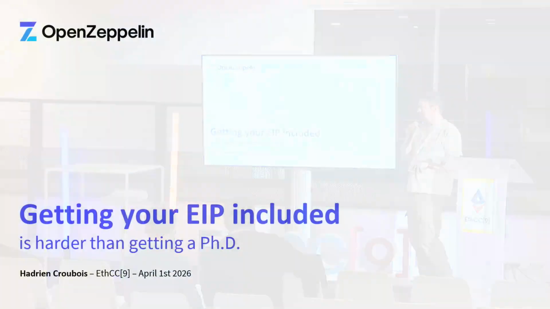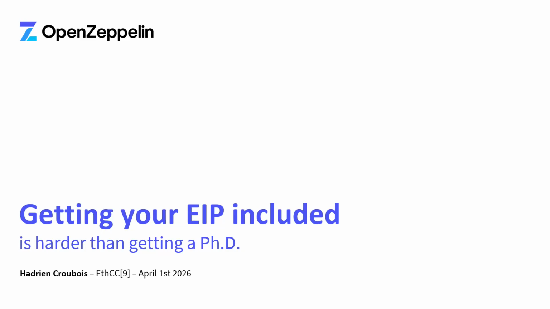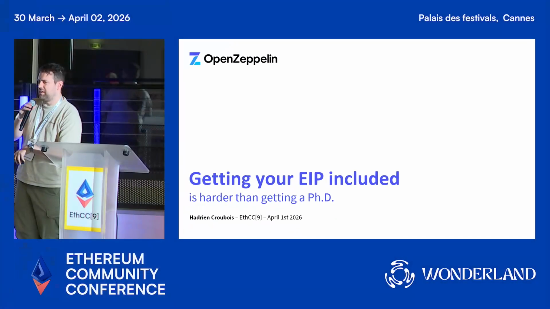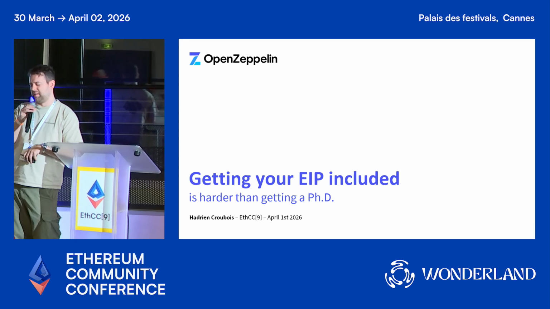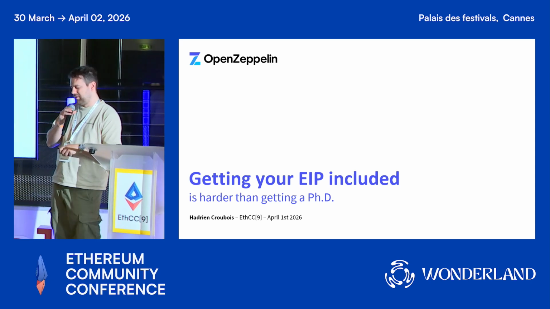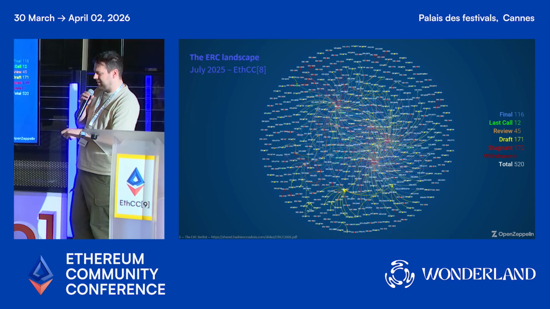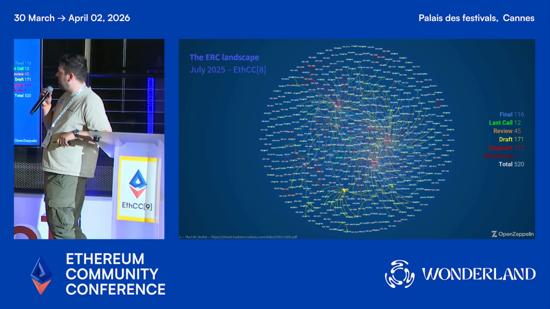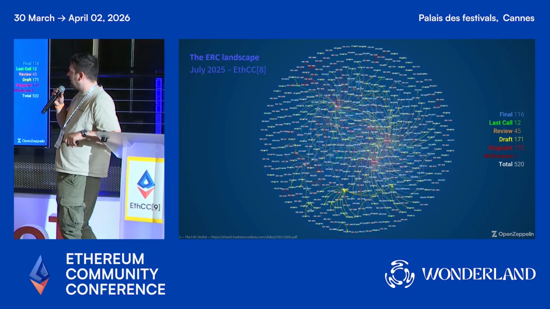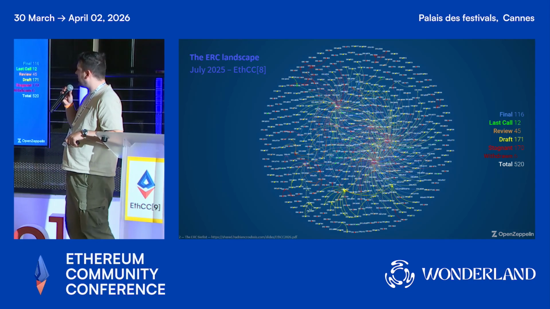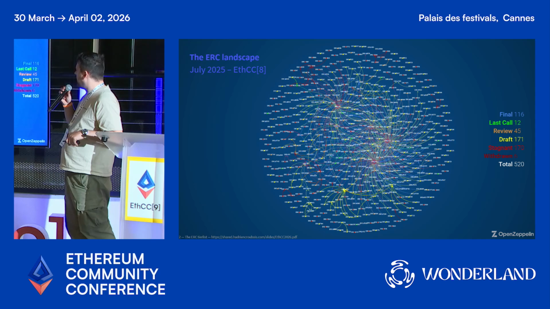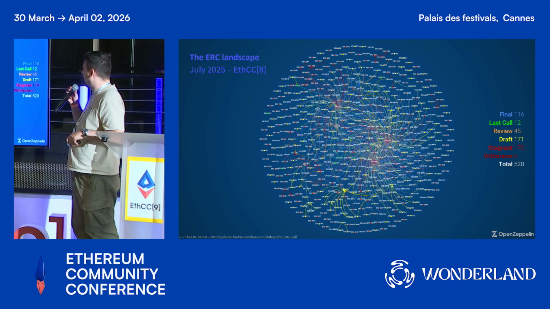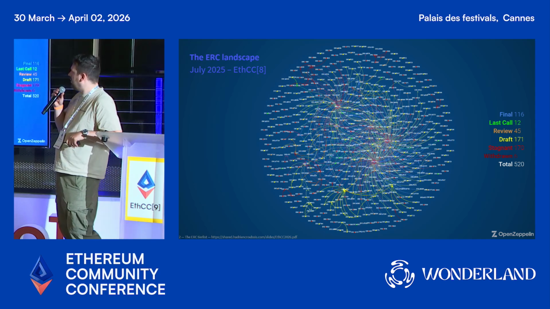I'll be discussing what I'm always discussing at TC, which is basically the community around ERCs, EIPs, and standardization. But today I'm going to have a look at it from a different point of view. Last year we looked at this. This is roughly a graph of all the ERCs that exist, or at least that was the ERCs from last year, with their different status, whether they're final, draft, and so on.